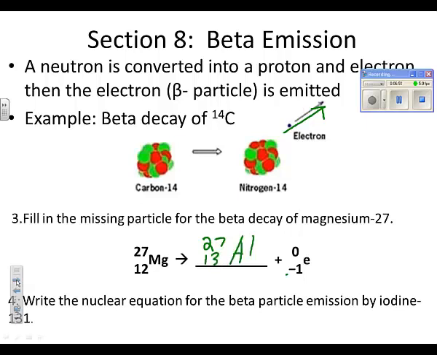Element 13 is aluminum. So now we're going to do the beta emission for iodine-131. So for iodine, the mass number goes on top. Iodine is number 53. Draw the yield sign. We'll do beta minus. So 131 minus 0 is 131. 53 minus negative 1 is 54. Element 54 is xenon, Xe. See, this is easy.